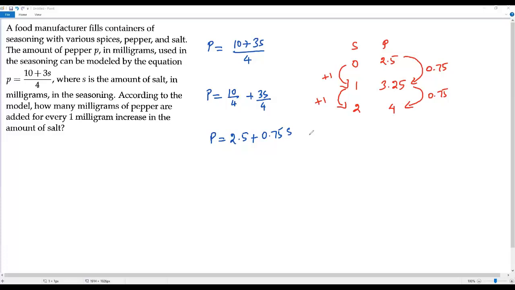So for every 1 milligram increase in the amount of salt, the amount of pepper in the seasoning is increased by 0.75 milligrams. The answer for this question is 0.75 milligrams.